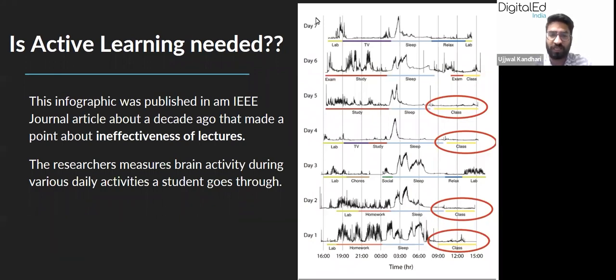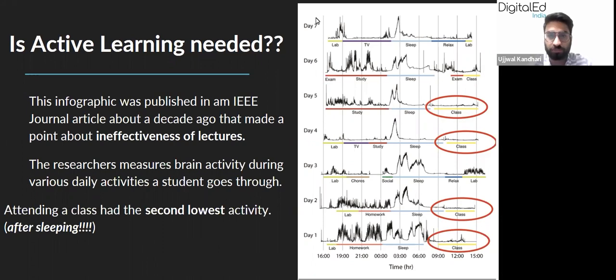What the researchers did is measure brain activity for a group of students across the daily activities they did. It doesn't necessarily need to be study, but everything they did during the day. That included watching TV, doing chores, even meeting friends, attending classes, sleeping, everything. What was very, very surprising is that on average during a week, attending a lecture showed the second least brain activity or brain stimulation. And the least was just sleep.